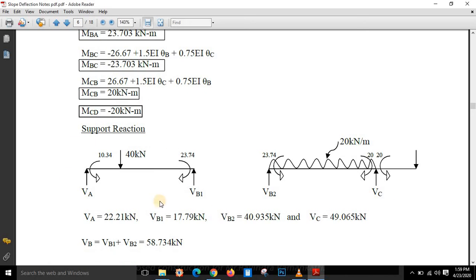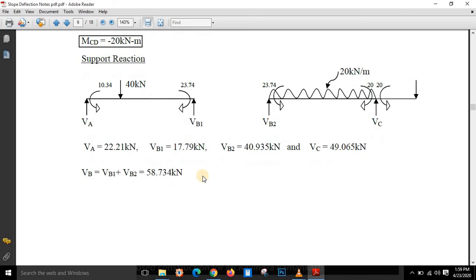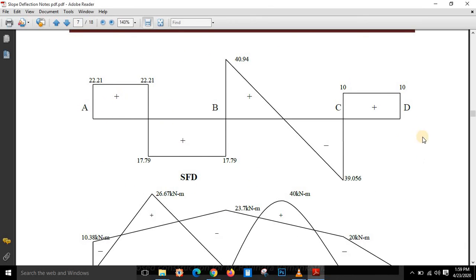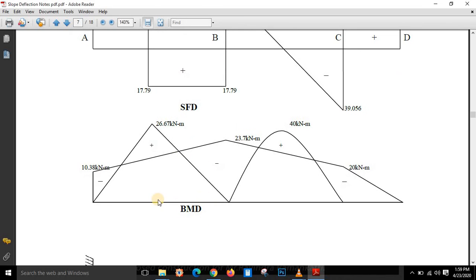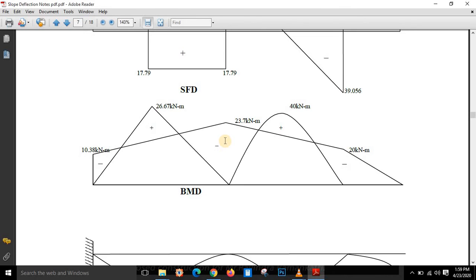And after this, I need to calculate the shear force and the bending moment. To calculate them, I need to calculate the support reactions. To calculate those support reactions, I am going to apply the equilibrium conditions and other things, which is very much similar to the moment distribution method which we studied previously. After calculating the reactions, I am going to draw the shear force diagram like this, and after that I am going to draw the bending moment diagram like this. The bending moment diagram, you know, is a combination of the final moments diagram and the free moment diagram.